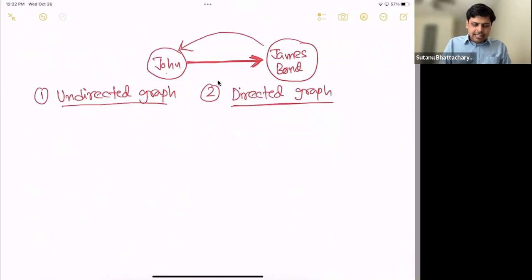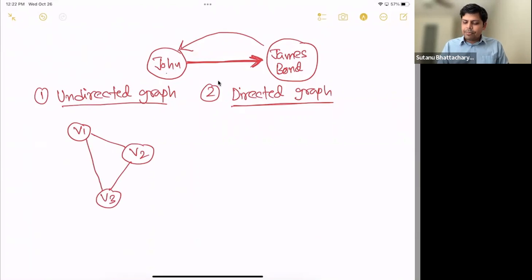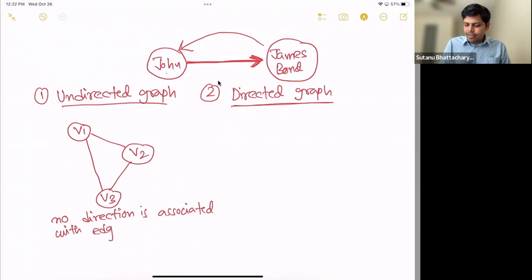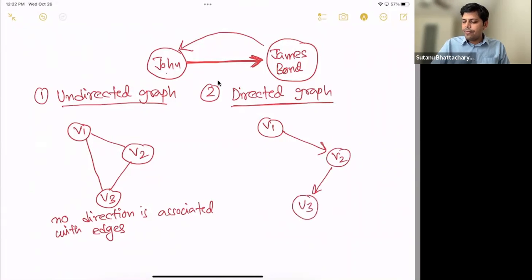So we can take another example of an undirected graph. We can represent it this way. This is an example of an undirected graph. So no direction is associated with edges. An example of a directed graph can be like this, maybe something like this. So this is an undirected graph and a directed graph.